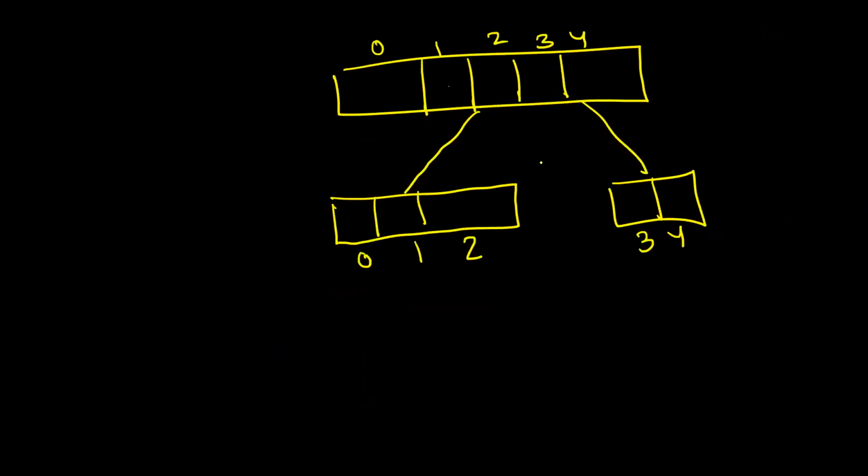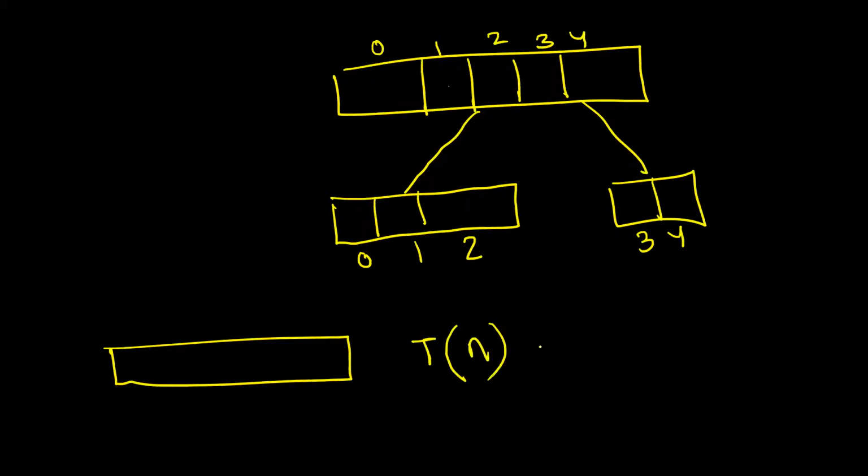Now, if I ask you, what is the recurrence relation of merge sort? I want to devise a recurrence relation of merge sort. So can I write something like this? I want to sort an array of size n. So the time taken to sort an array of size n is equal to what were we doing in merge sort?